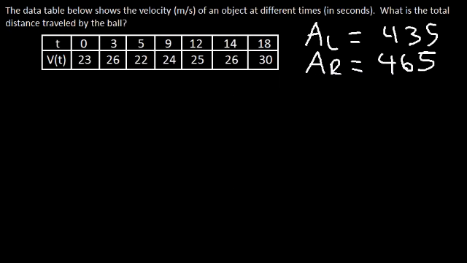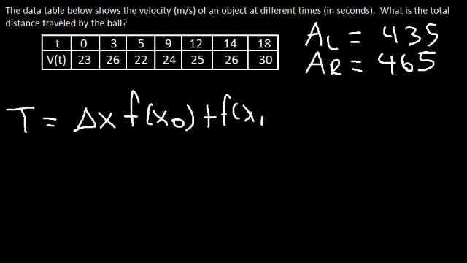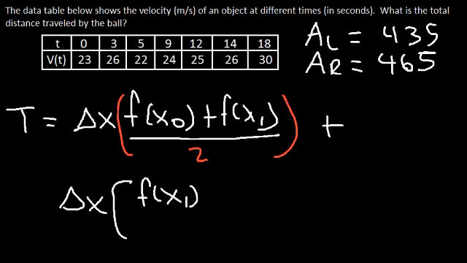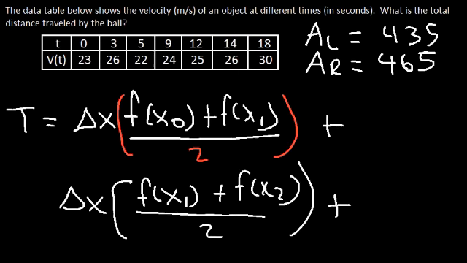Now, how can we apply the trapezoidal rule if we have an uneven interval? What do we need to do here? So what we're going to do is we're going to multiply the width times the average of the two y values associated with that width. So this is going to be f of x0 plus f of x1 divided by 2. And then it's going to be plus delta x times f of x1 plus f of x2 divided by 2. And then we're going to repeat the process.